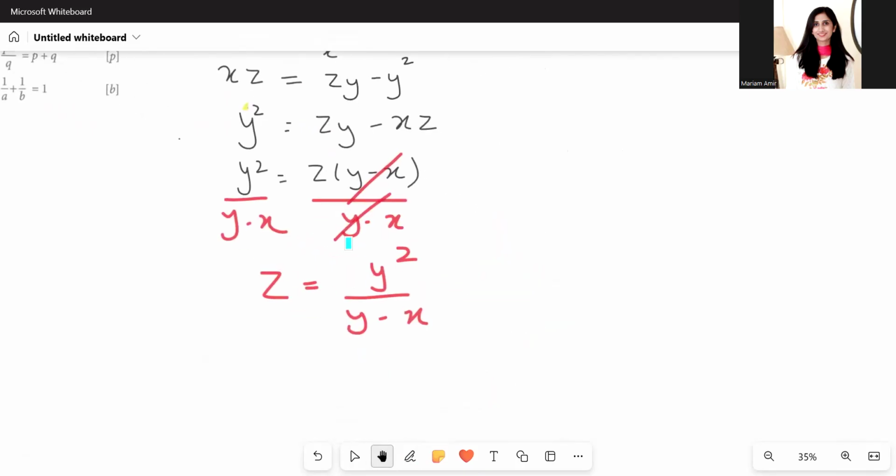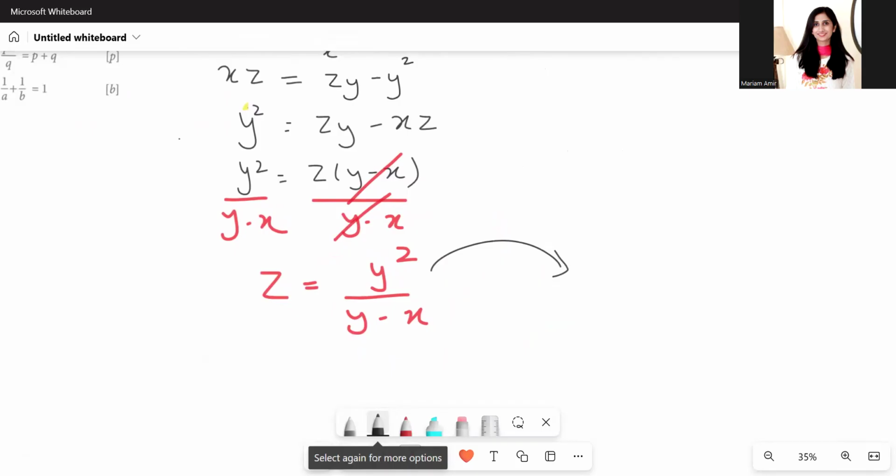And some of you might get a slightly different answer. Some of you will get an answer like this, minus y squared upon x minus y. It's exactly the same thing. Because if you do times minus 1 and times minus 1 here, you get the same thing. So both of them are correct answers. Yes, you can ask.